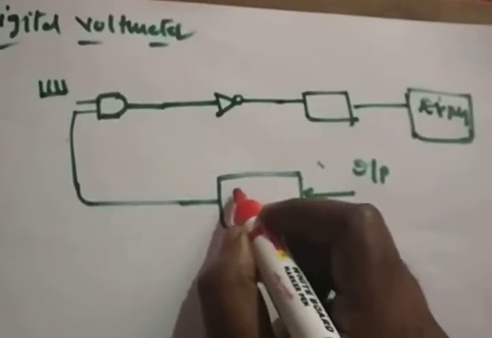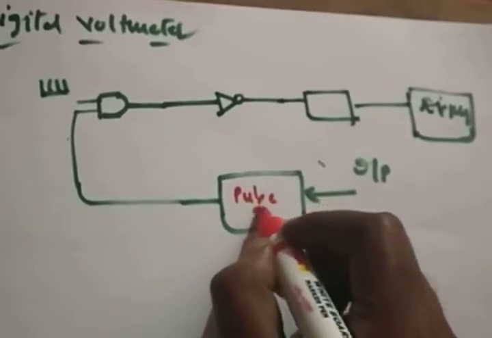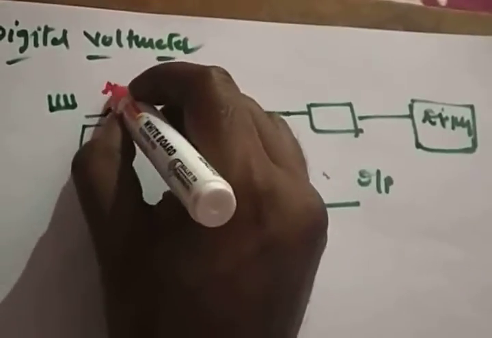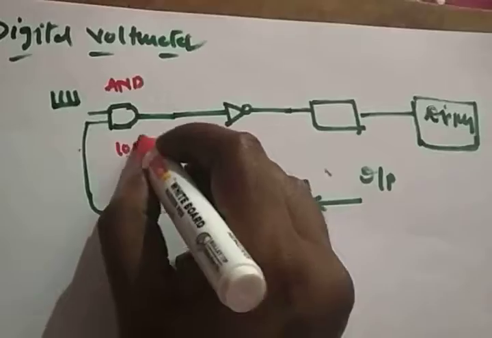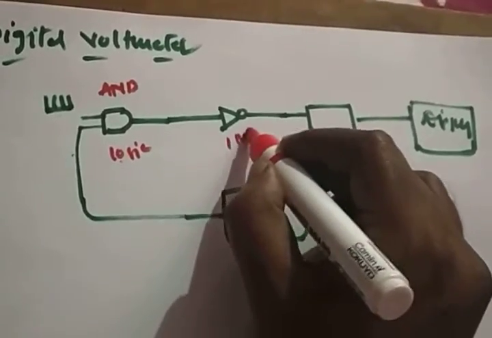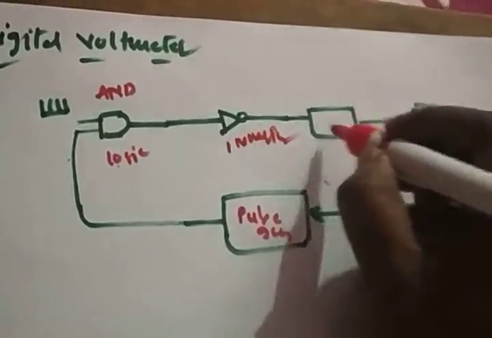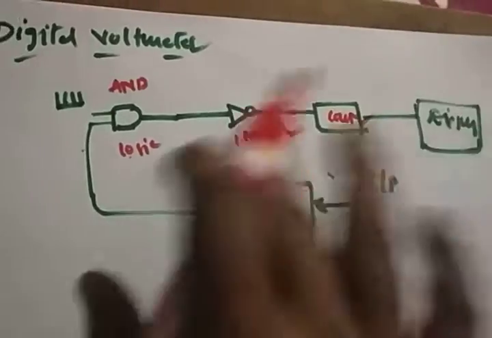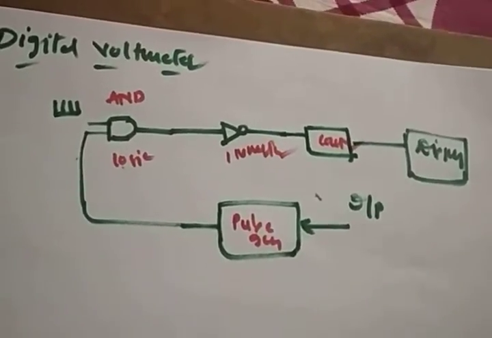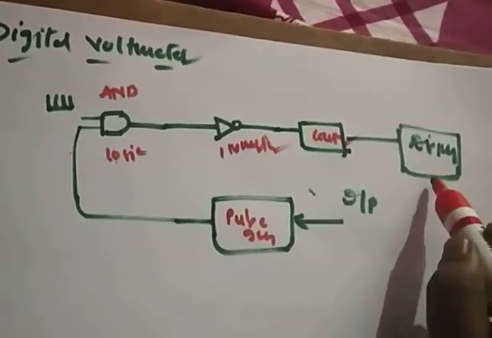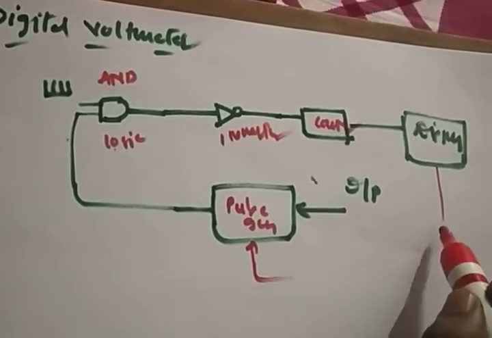This is called a pulse generator. This is the AND gate, a logic gate. This is the inverter. This is the counter. I don't want to explain it in detail, as in the last session I explained it clearly. Here the reset pin is there.